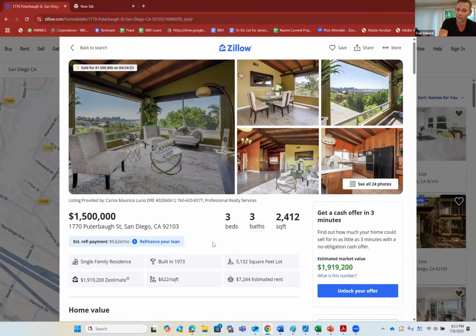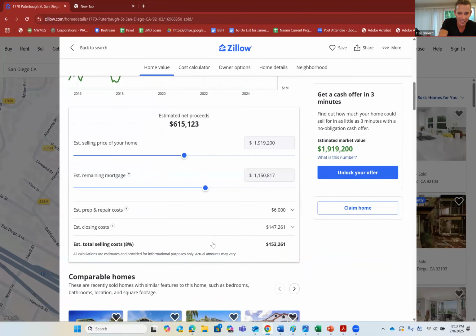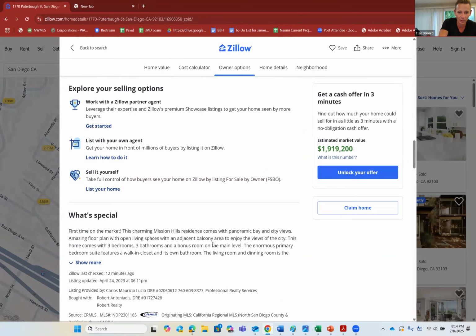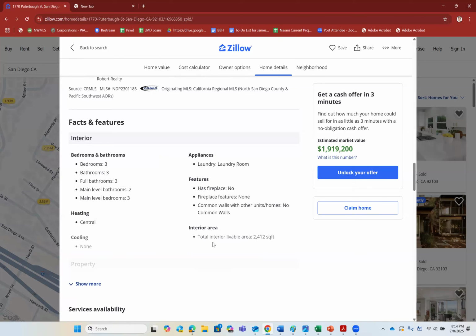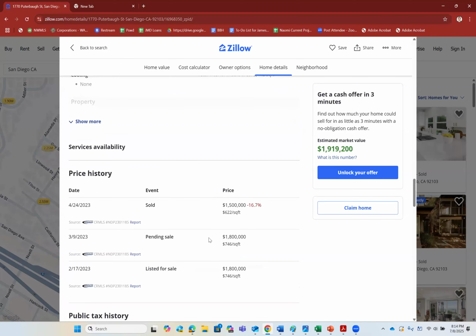So pull this one up too. See if it hit. Where does it say days on market on Redfin or Zillow? It's usually in the history, the property history. There you go, price history. Listed 2/17, went pending 3/9. So here's the difference. It was listed for 1.8, and that's the question: will you take 1.5? Yeah.